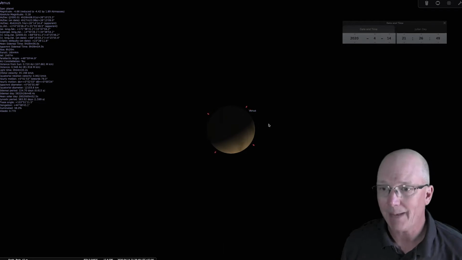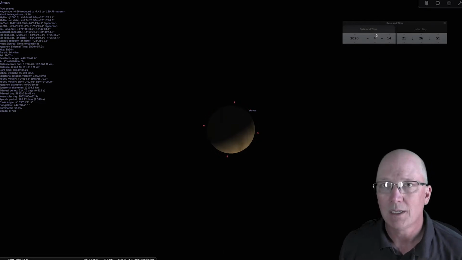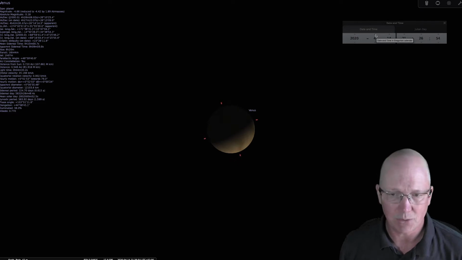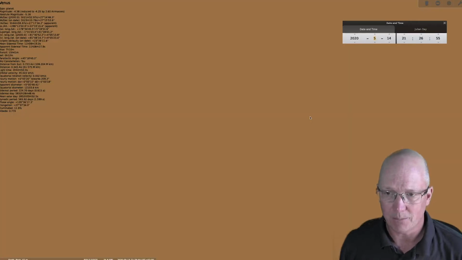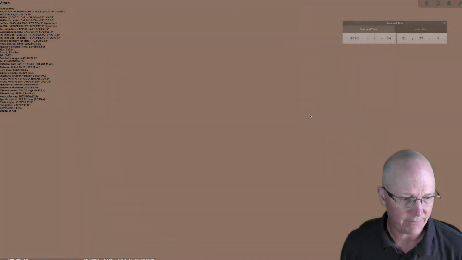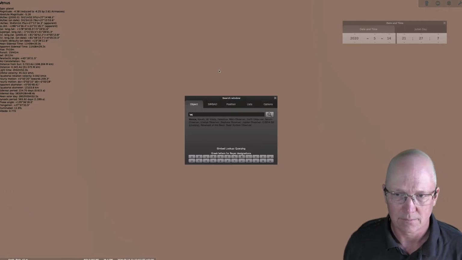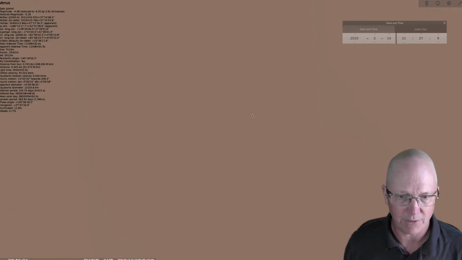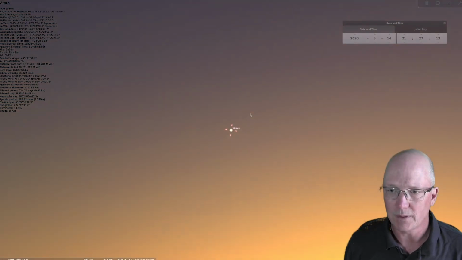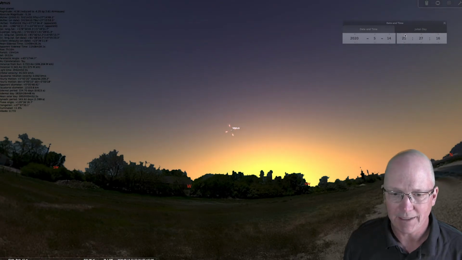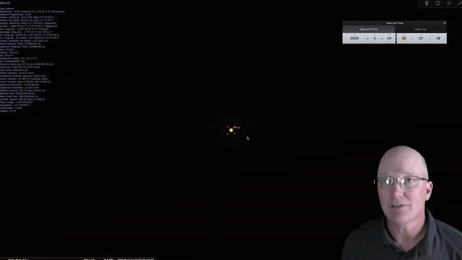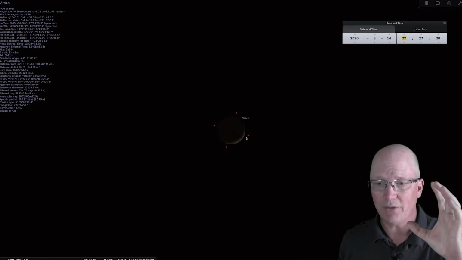We can see what happens to the phase of Venus as we go through the months. If I go to the month of May and try to find Venus again, there's Venus right there. This is still during the daytime, so in the month of May I have to move a little bit later to see it. In the month of May, I can see that less of Venus is lit. In other words, it's moving into what we call the new phase.